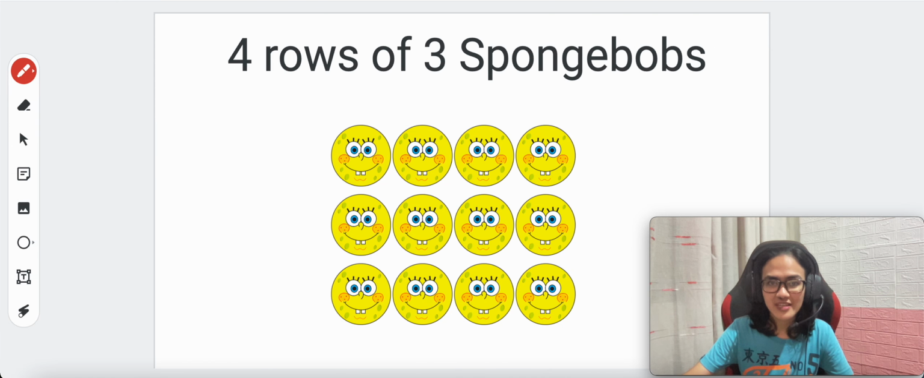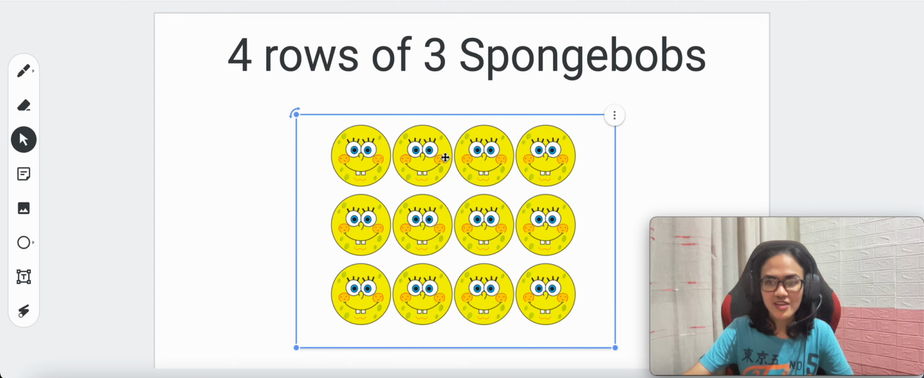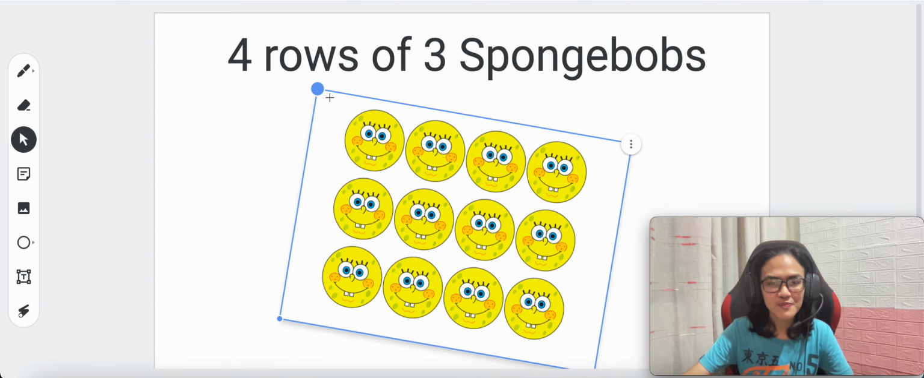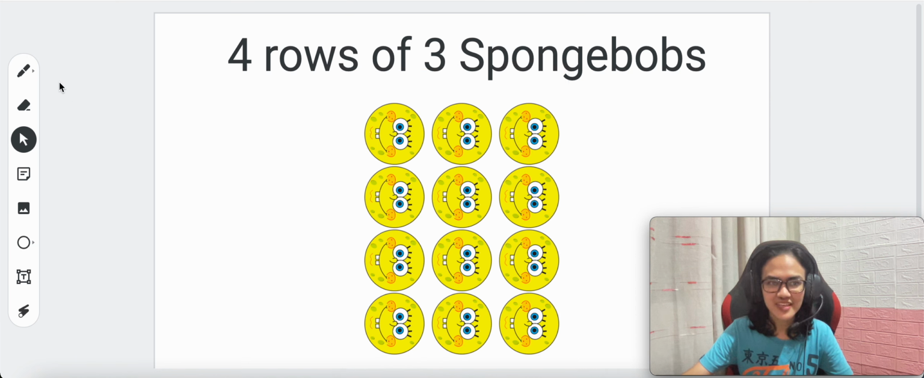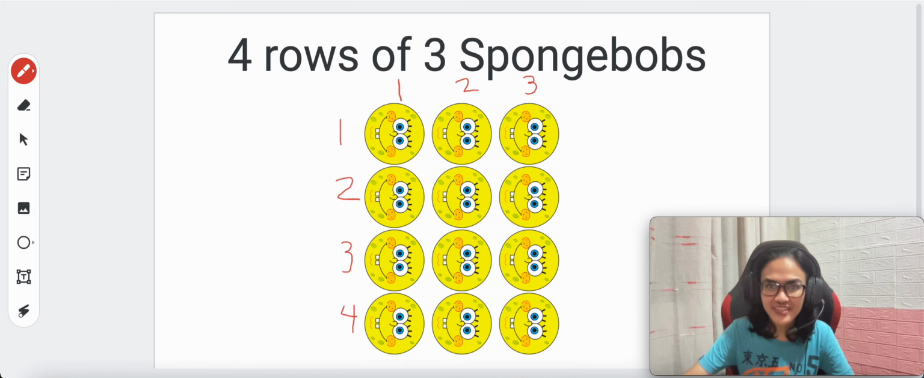We can also view this as 4 rows of 3 SpongeBobs. And how can we do that? By shifting our perspective a little bit. So I'm gonna rotate this set of SpongeBobs, and now we have 1, 2, 3, 4 rows of 1, 2, 3 SpongeBobs. So how many SpongeBobs are there? 4 times 3, that is 12.